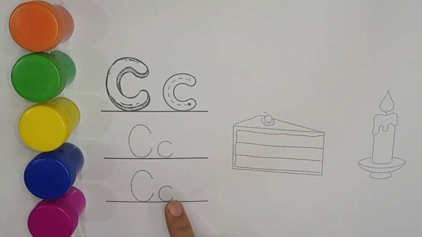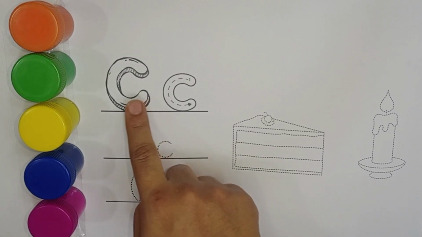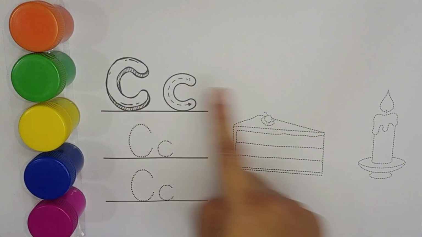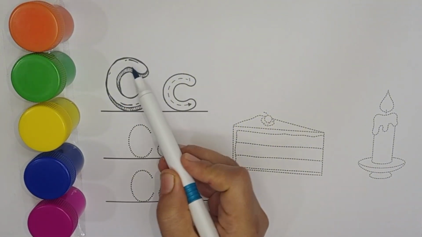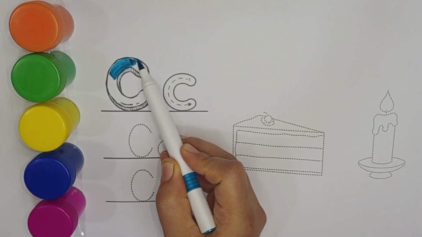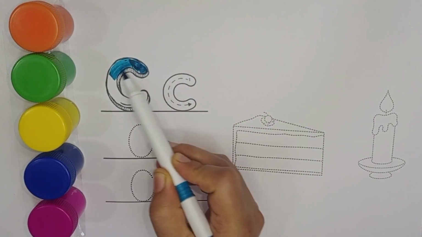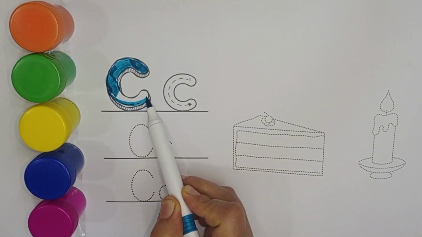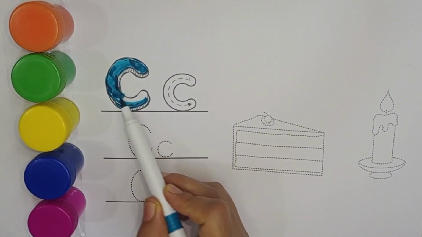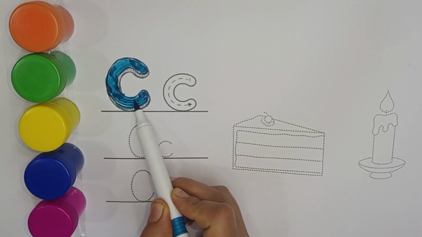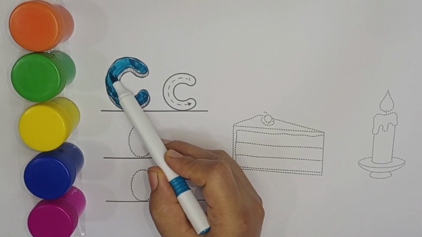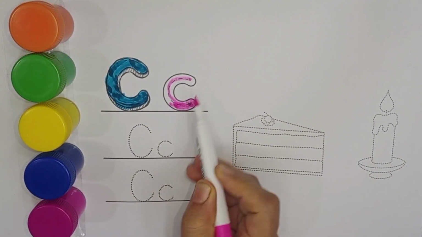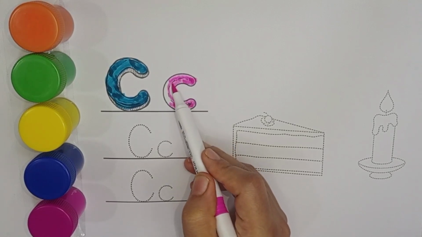Capital C. We learn capital C. C. C is for cake. C. C is for candle. C is for cake. C is for candle.